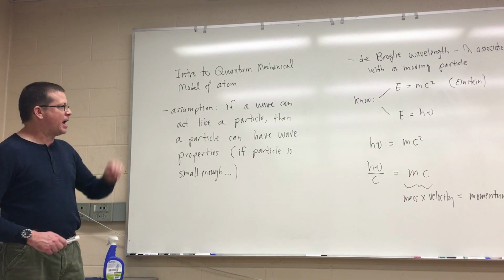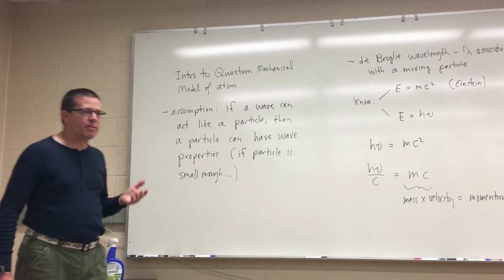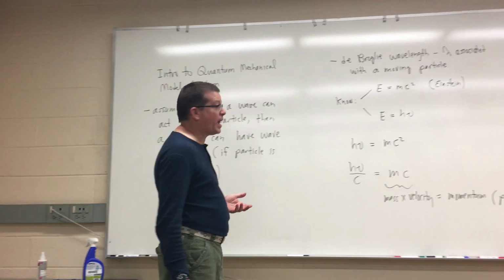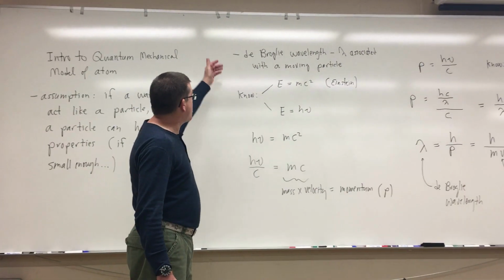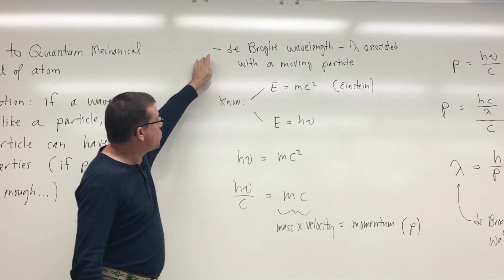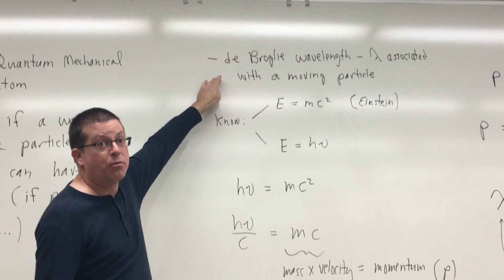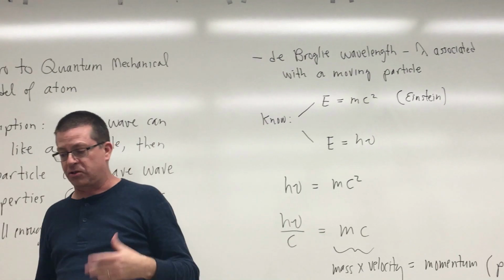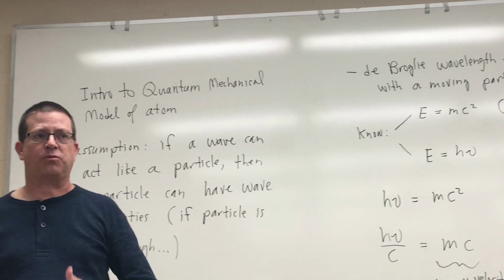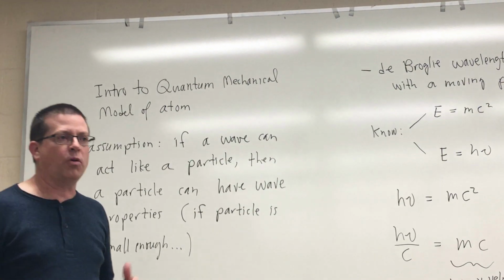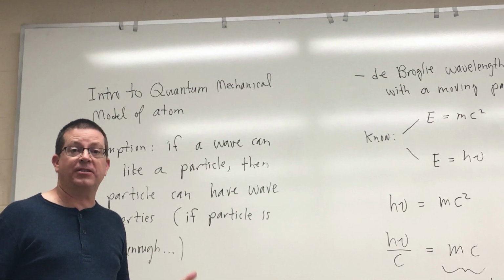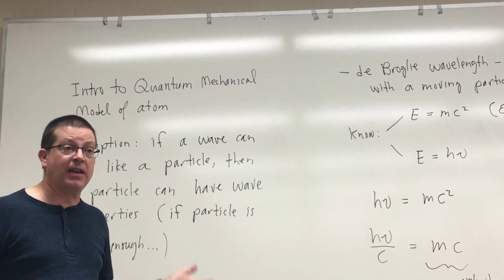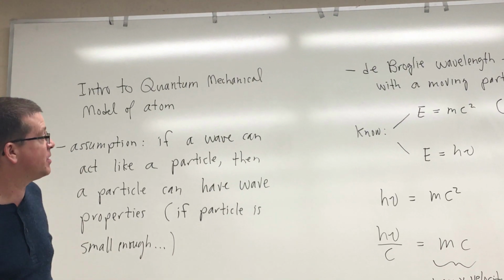Now, if we do this, we can come up with this thing called the de Broglie wavelength. The de Broglie wavelength is the wavelength associated with a moving particle. The assumption is that if I have a particle with some mass, that mass, when it's moving through space, will have a wave associated with it, of a particular wavelength or frequency.